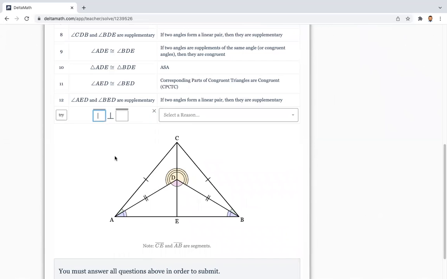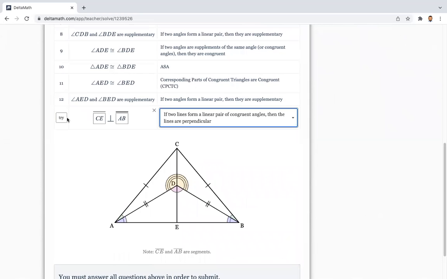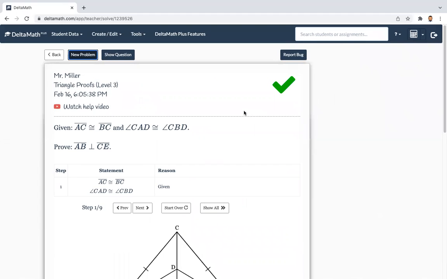And then I should be able to say that they are right angles. Or no, I'm trying to prove it perpendicular. I should say CE is perpendicular to AB. Two lines form a linear pair of congruent angles and the lines are perpendicular. Long-winded way of saying it. Success.